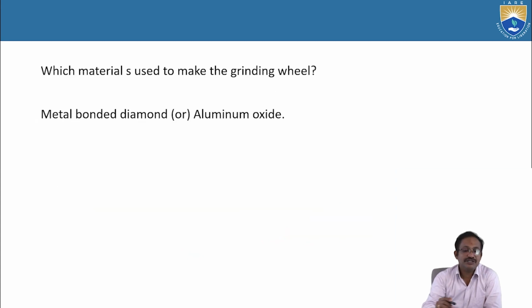Which materials are used to make the grinding wheel? The first one is metal bonded diamond or aluminum oxide, Al2O3. Otherwise, we have to use carbides.